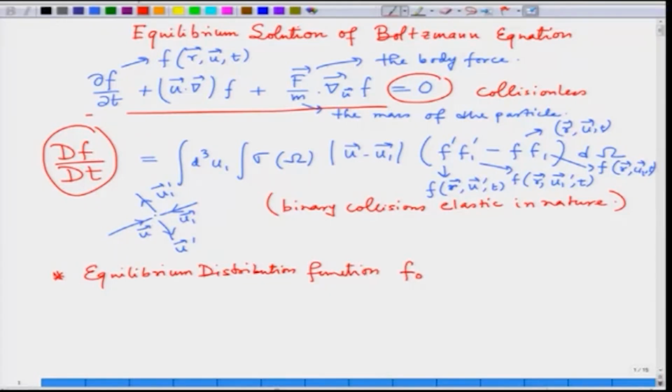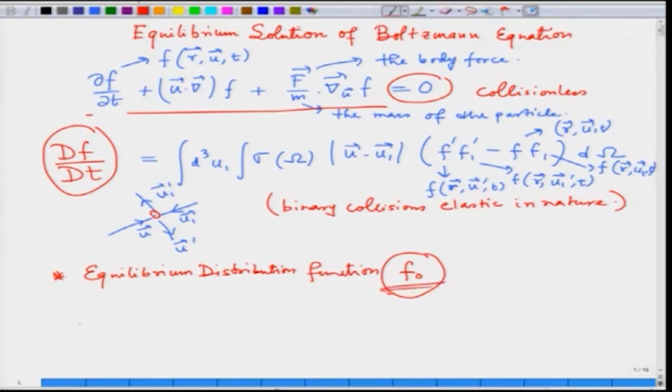Now, one thing I have to mention here: if you remember, in these 4 terms involving the distribution function, I only changed the u's. Here u prime, u1 prime, u and u prime, but I did not change r. That was because the collisions were assumed to take place at one point in space. So, just before and after the collision no considerable change in position took place. That was the assumption. Now, we will try to formulate F0.